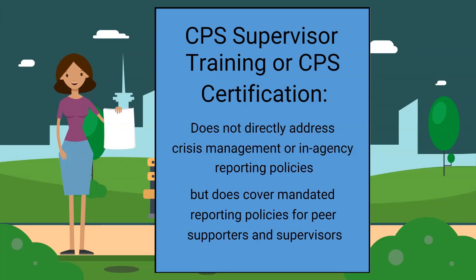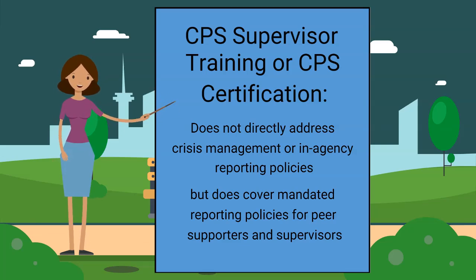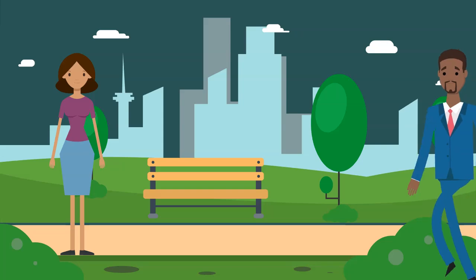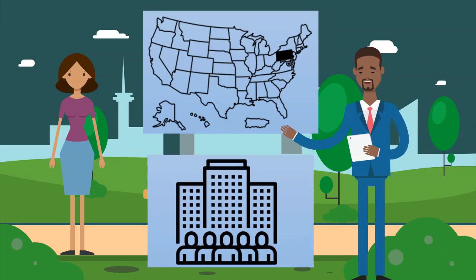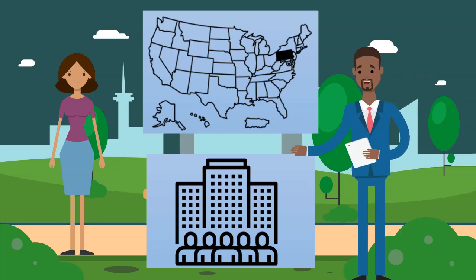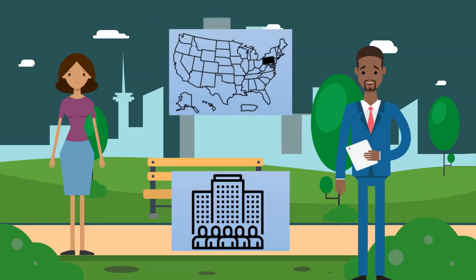While the training covers mandated reporting responsibilities for peer supporters and supervisors, it does not speak directly to crisis management or in-agency reporting policies. Again, these concerns should be taken up with your agency. Mandated reporting situations are dealt with on a state level, but your agency will likely have internal policies in place for other reporting situations, as well as how to manage crises with peers and with your supervisees.